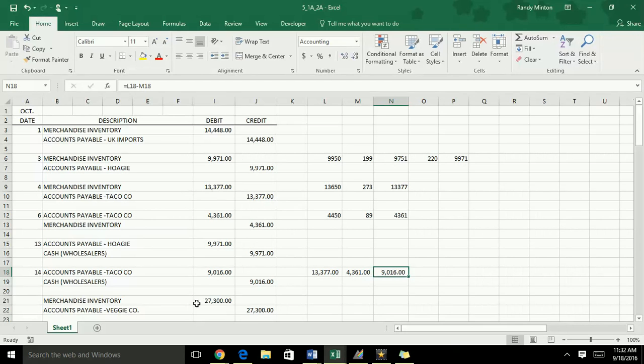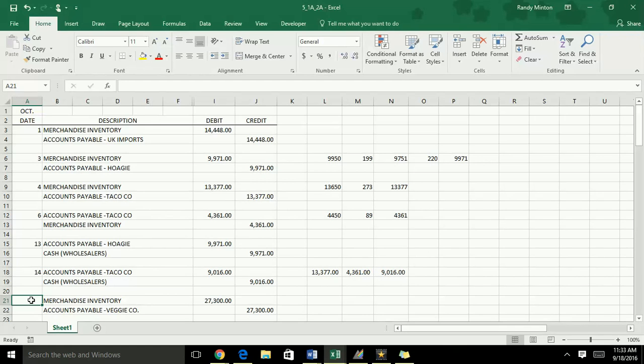pay. Accounts payable is on the right-hand side of the accounting equation. That means it goes up on the right, down on the left. We're reducing it, so it requires a debit entry to accounts payable Taco Company. And we're paying cash, and the cash is reflected in the same amount of $9,016. Cash is an asset. Assets go up on the left and down on the right. We're spending it, so it's coming out of the account and it's going down. Hence, it has to be on the right-hand side.